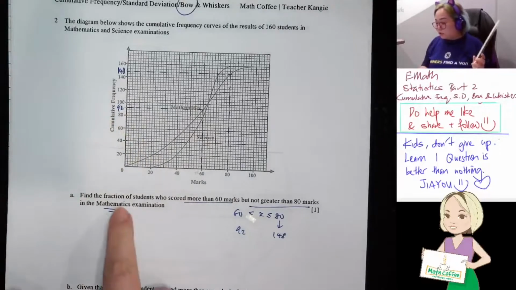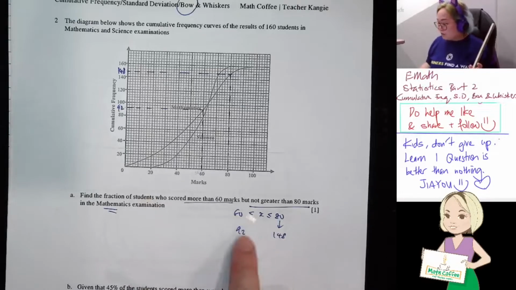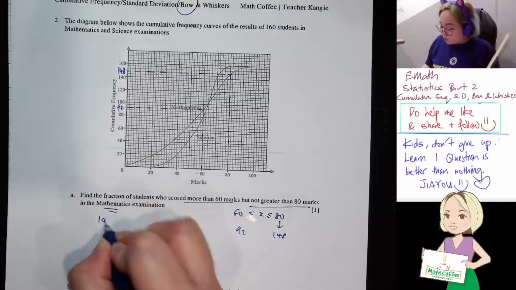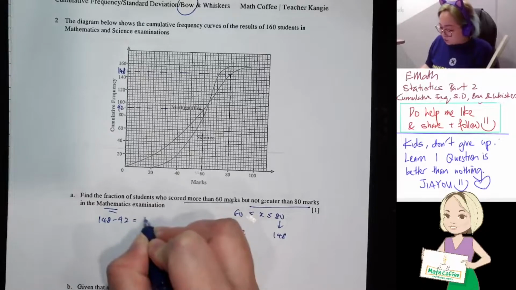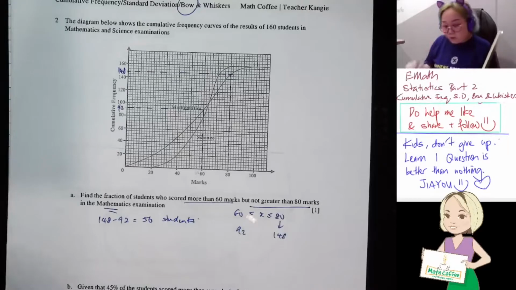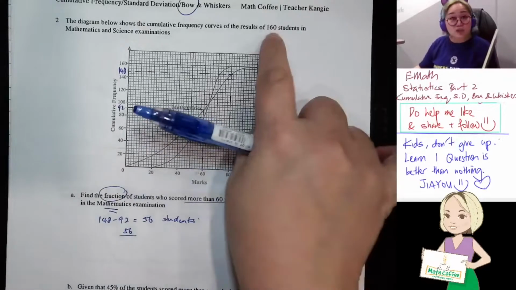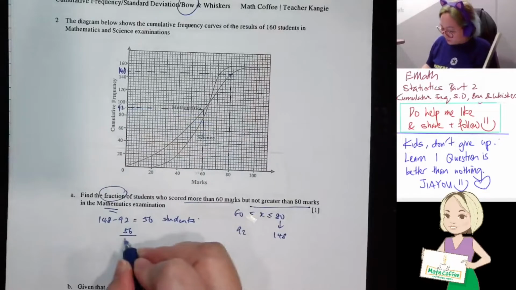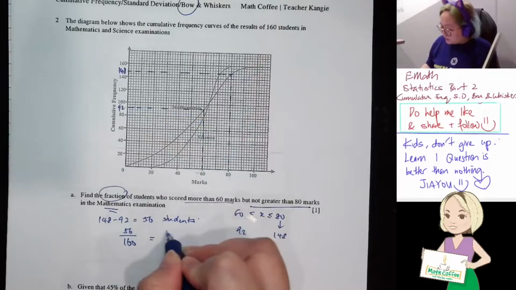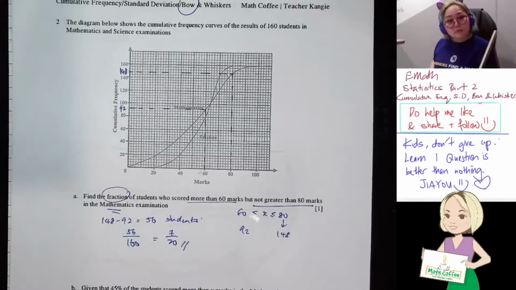So the number of students who score between this score will be 148 minus 92. So 148 minus 92 is equals to 56 students. But take note, they want fraction. So I'm going to take 56 out of the total students, which is 160, and reduce it to the lowest term. So answer is 7 out of 20. Okay.